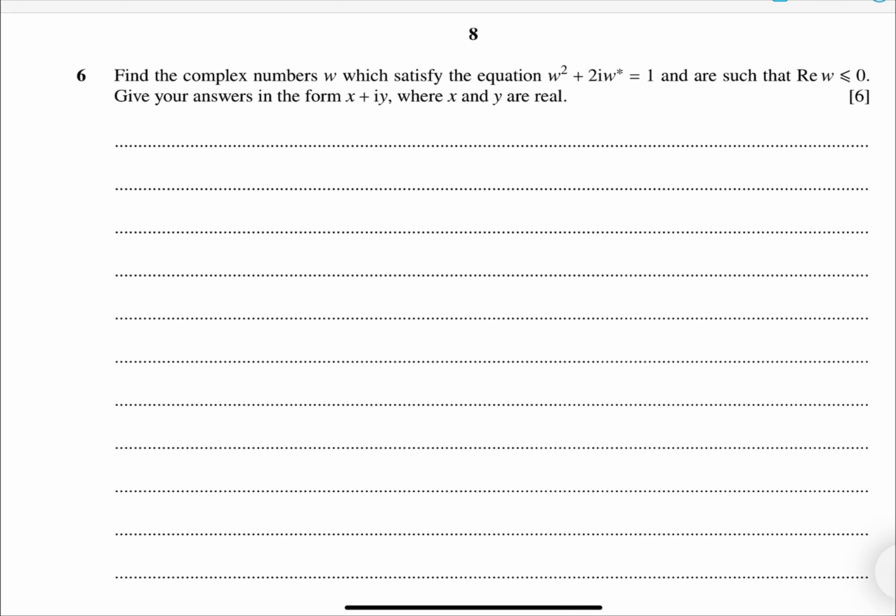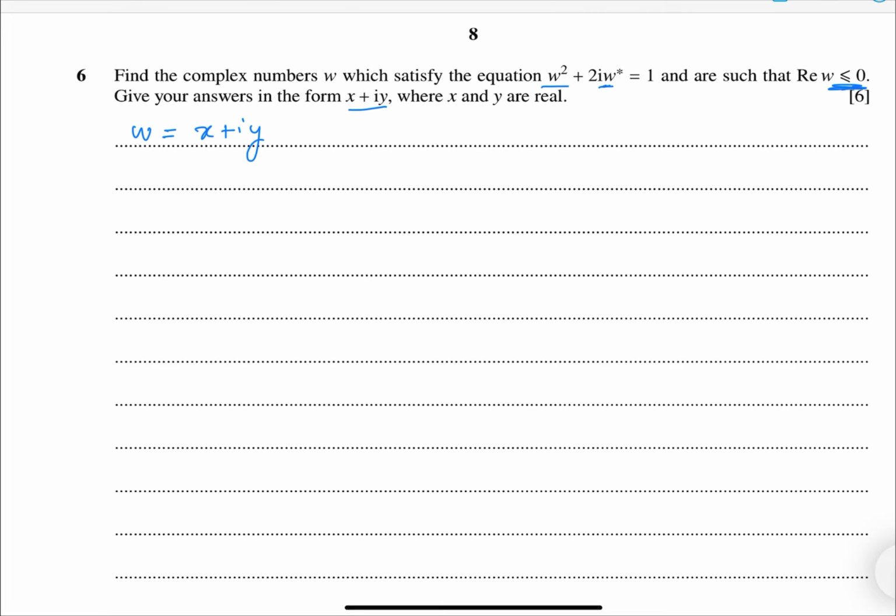Alright learners, let's try to solve this one. Find the complex number w which satisfies the equation, such that the real part of w is less than 0. Give your answer in this form. Now, what can we do? The first thing that comes to my mind is to assign w a value. Let's take w equals x plus iy and put it into this equation. Can we do that? Yes, we can. So let's do it.